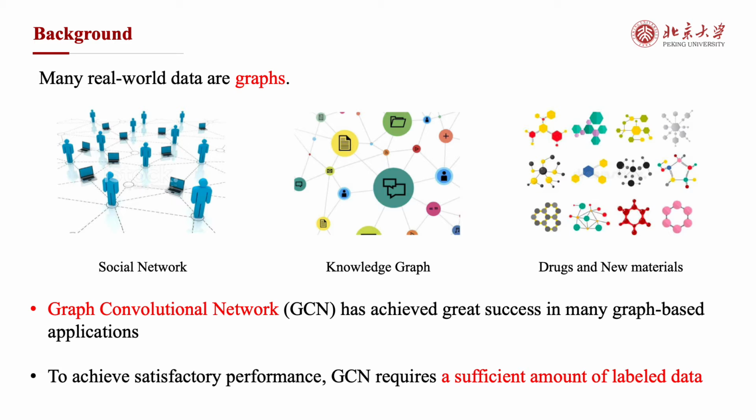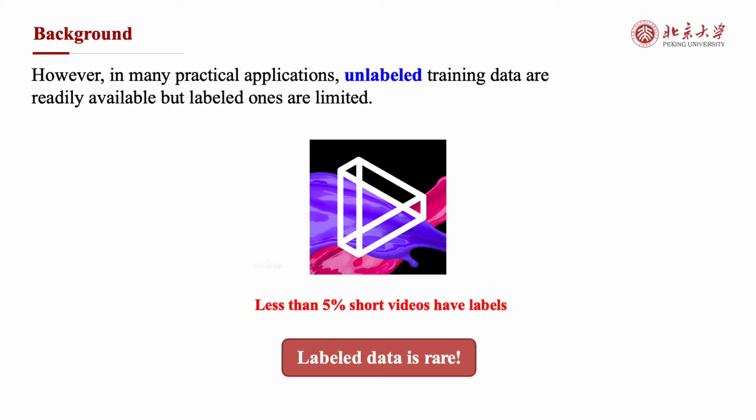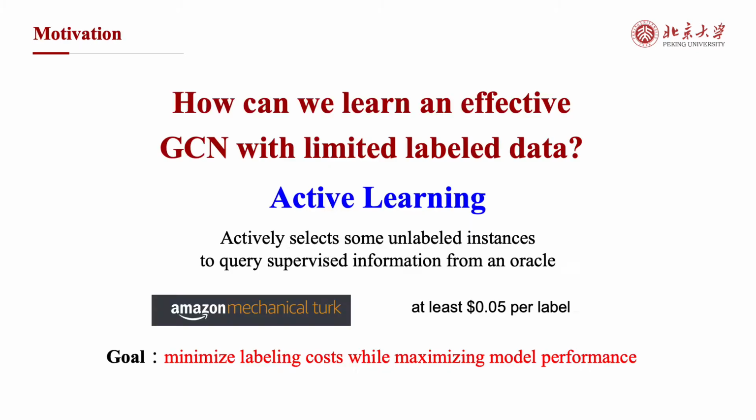Though GCN is a type of semi-supervised method, to achieve satisfactory performance, it still requires a sufficient amount of labeled data. However, in many practical applications, unlabeled training data is readily available, but labeled ones are scarce. Here is an observation from the dataset given by our industry partner, Tencent. We observed that less than 5% of the data have labels. So, how can we learn an effective GCN with limited labeled data?